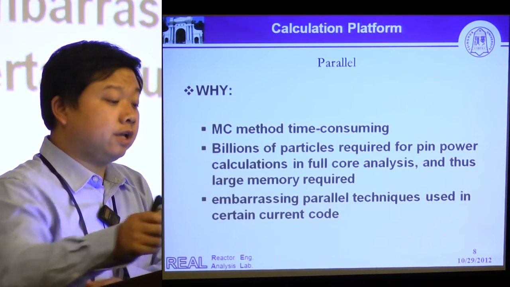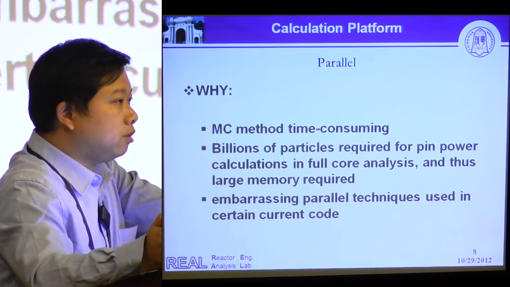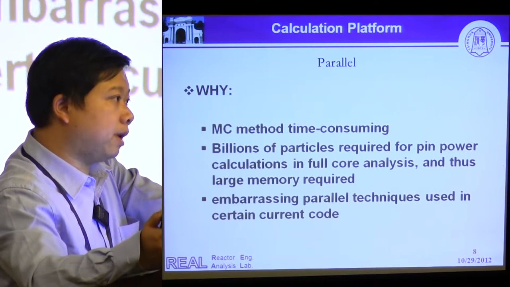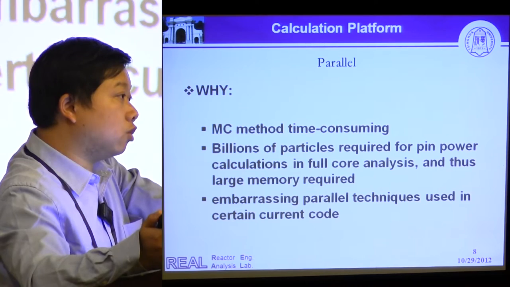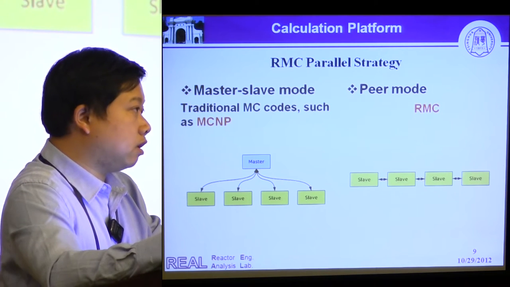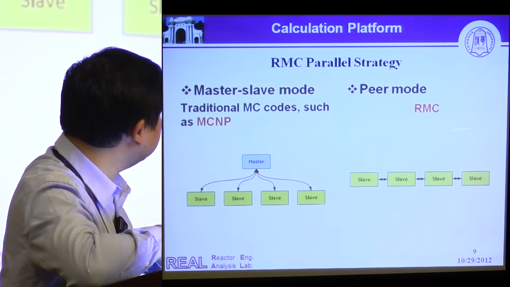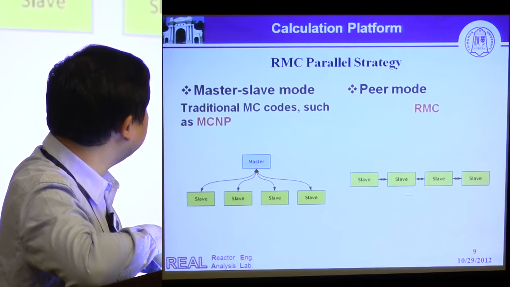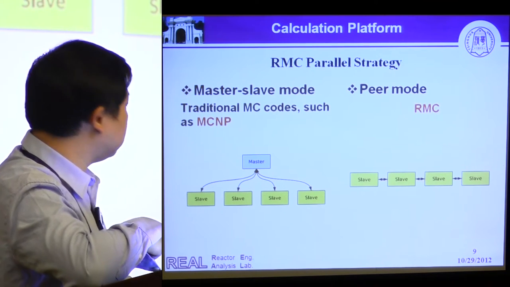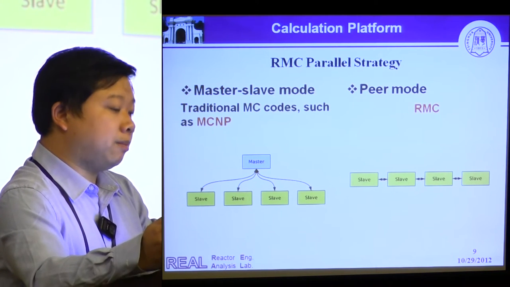First is the parallel. We all know the Monte Carlo method is time consuming and needs to simulate billions of particles in the reactors. So we must use the parallel technique to accelerate this calculation. In the RMC parallel strategy, compared with the MCNP code, we use the peer mode, so every slave computer is a peer. In the traditional code, for example, MCNP, the master-slave mode is used. So these two modes will influence their speed up ratios.